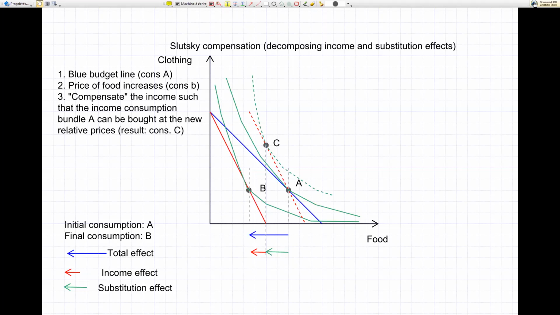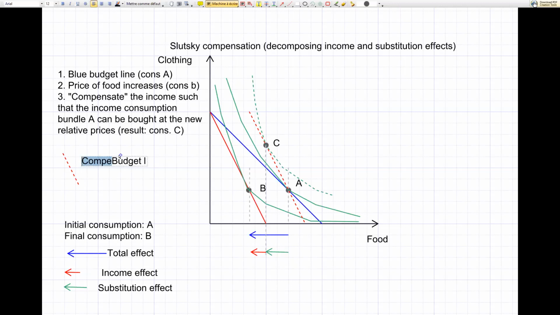And the red dotted line, I still have issues understanding. Is that the effect if you were to substitute? Yes. So the red line is what? Let's write it down again. Budget line, compensated.